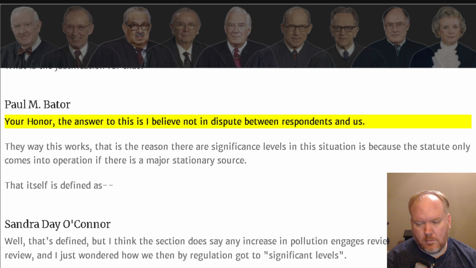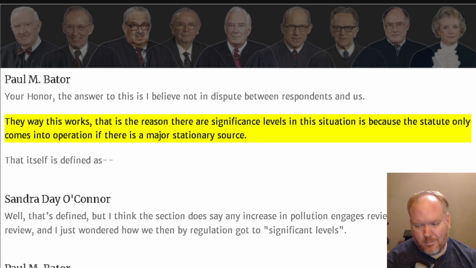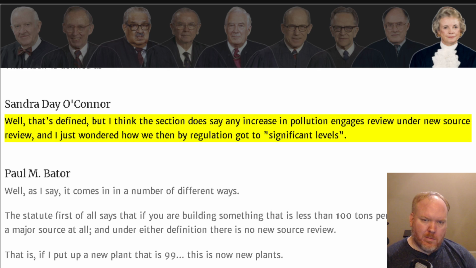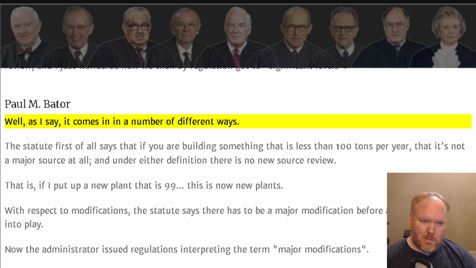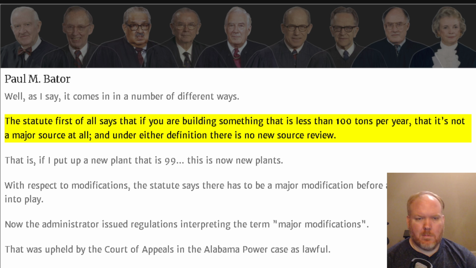Your Honor, the answer to this is, I believe, not in dispute between respondents and us. The reason there are significance levels in this situation is because the statute only comes into operation if there is a major stationary source, and that itself is defined. Well, that's defined, but I think the section does say any increase in pollution engages review under new source review, and I just wondered how we then, by regulation, got to significant levels. Well, as I say, Justice O'Connor, it comes in a number of different ways. The statute, first of all, says that if you are building something that is less than 100 tons per year, that is not a major source at all, and under either definition, there is no new source review.